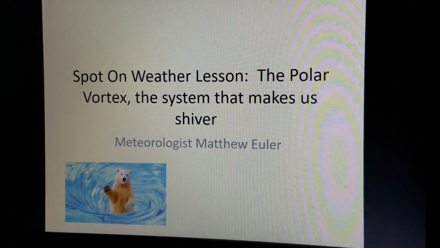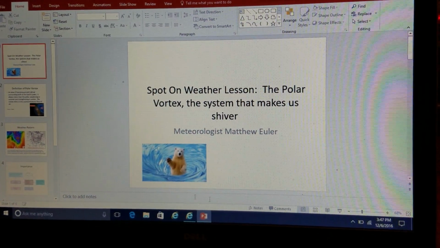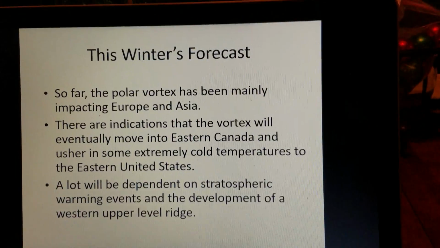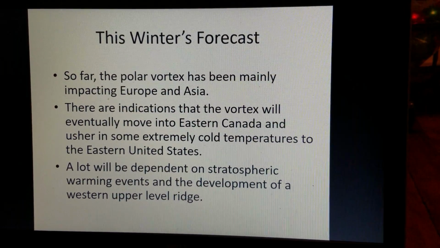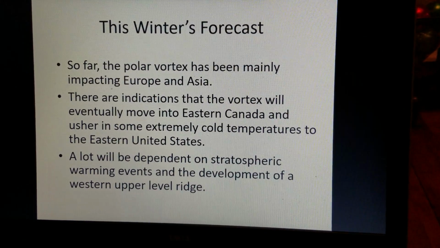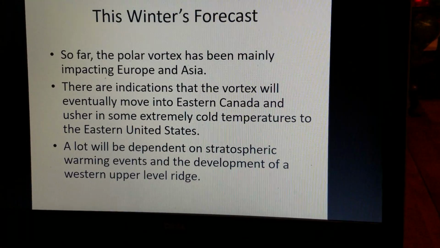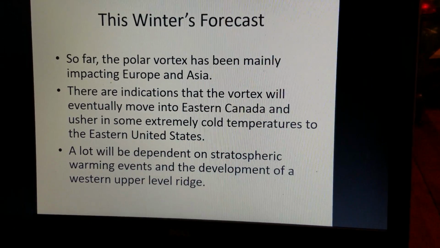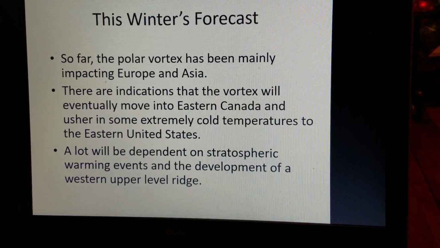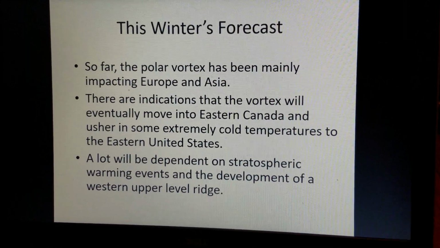Right now, the forecast, I'll go over that real briefly. I'll go ahead and pull that up so you can take a look at that. But to tie in with this lesson, let's take a look at the forecast right now for this winter. So far this winter, the polar vortex has been mainly impacting Europe and Asia, detaching, becoming split, with a piece generally over those areas just north of Europe and the Eurasian continent, which has been producing very, very exceptionally cold air. There are indications that the vortex will eventually move into eastern Canada this winter and usher in some extremely cold temperatures to the eastern United States.